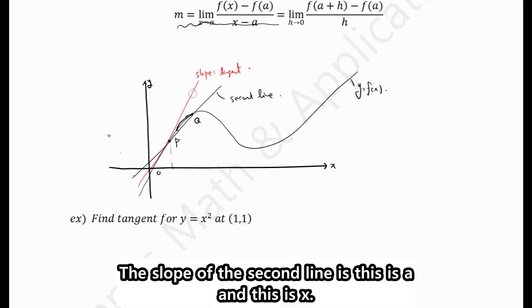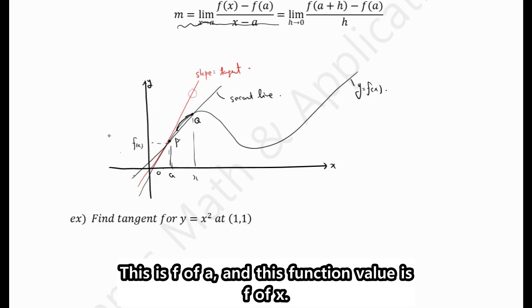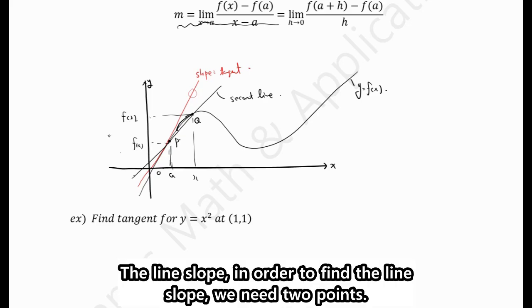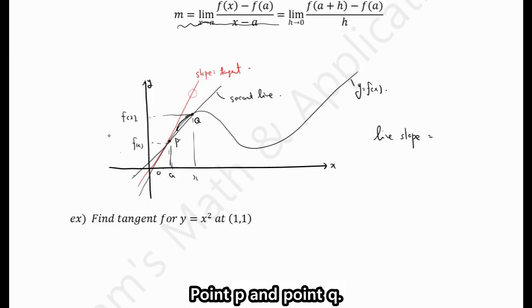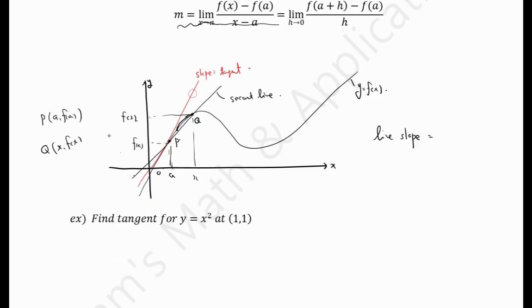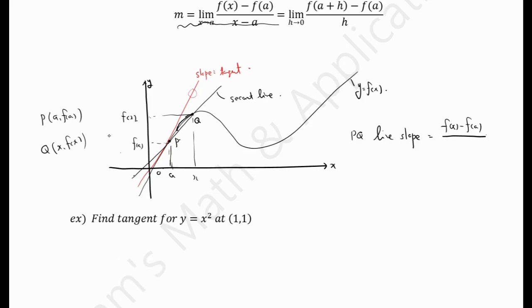The slope of the second line: this is a and this is x. This is f(a), and this function value is f(x). In order to find the line slope, we need 2 points, point P and point Q. Point P is (a, f(a)), and point Q is (x, f(x)). The slope of line PQ is f(x) minus f(a) over x minus a.